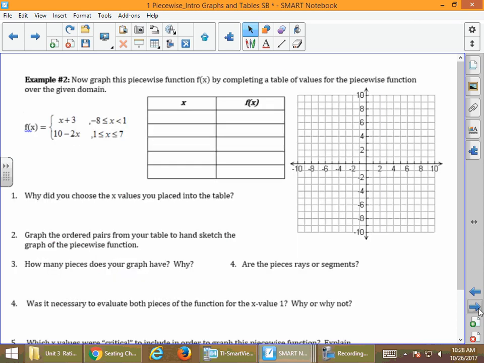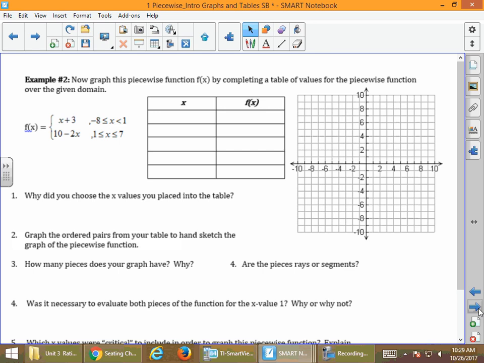Let's see if we can shorten it up a little bit here. It says now we're going to graph this piecewise function. F of x equals x plus 3, and we have our domain of -8 is less than or equal to x is less than 1. And 10 minus 2x is our other equation, and our domain is 1 is less than or equal to x is less than or equal to 7.